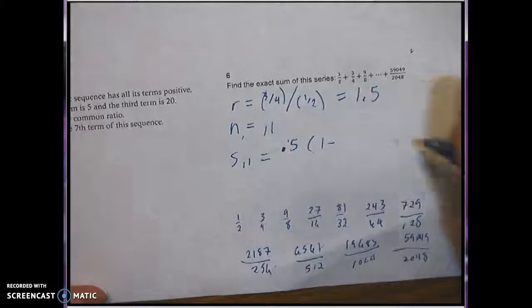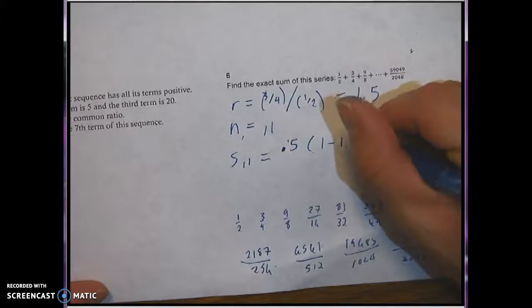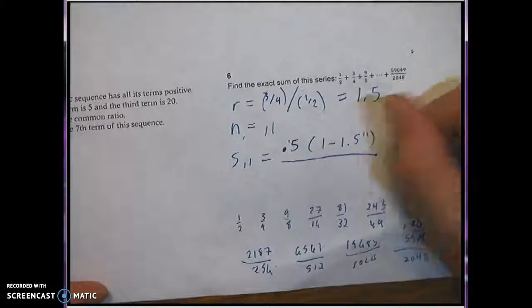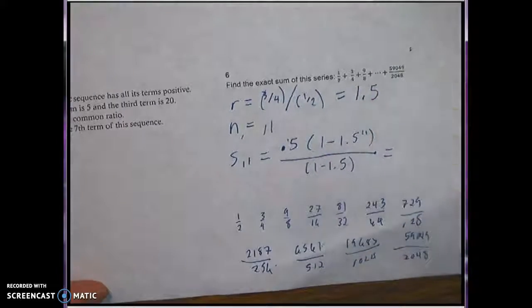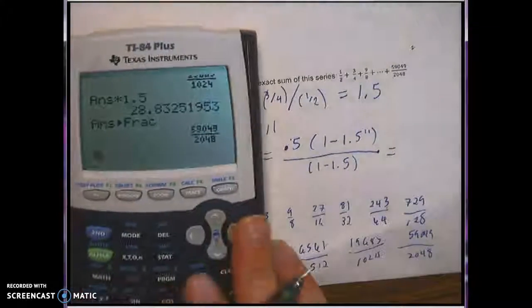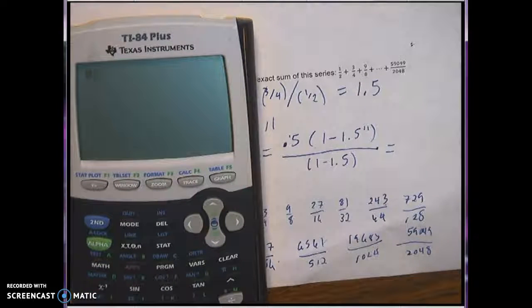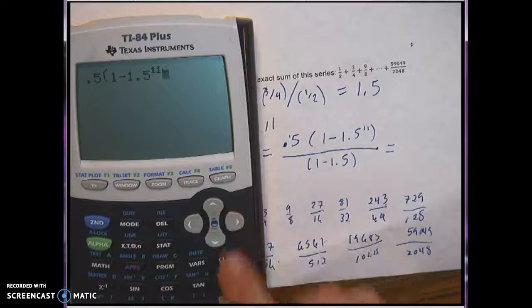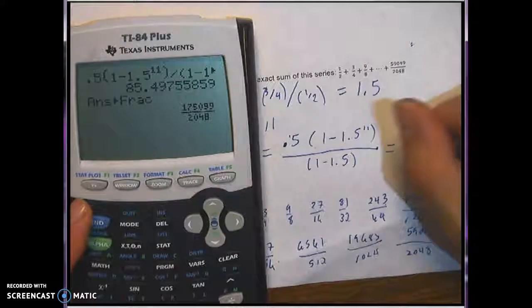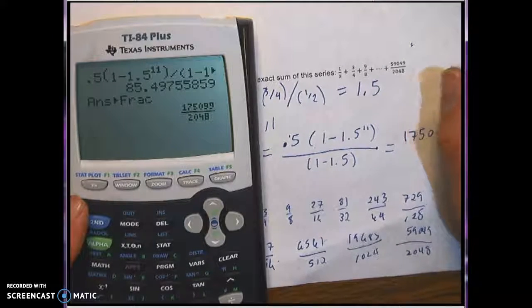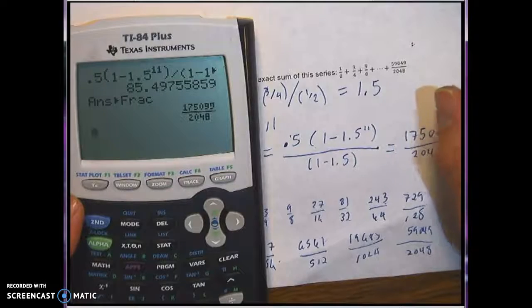And I can do 1 minus the common ratio of 1.5 to the 11th power, all divided by 1 minus 1.5. If you write it like this without the fractions, we can actually type this in the calculator just like this. So 1.5 times 1 minus 1.5 to the 11th power divided by 1 minus 1.5. And this is not an exact answer. The exact answer is this nasty thing, 175,099 over 2048.